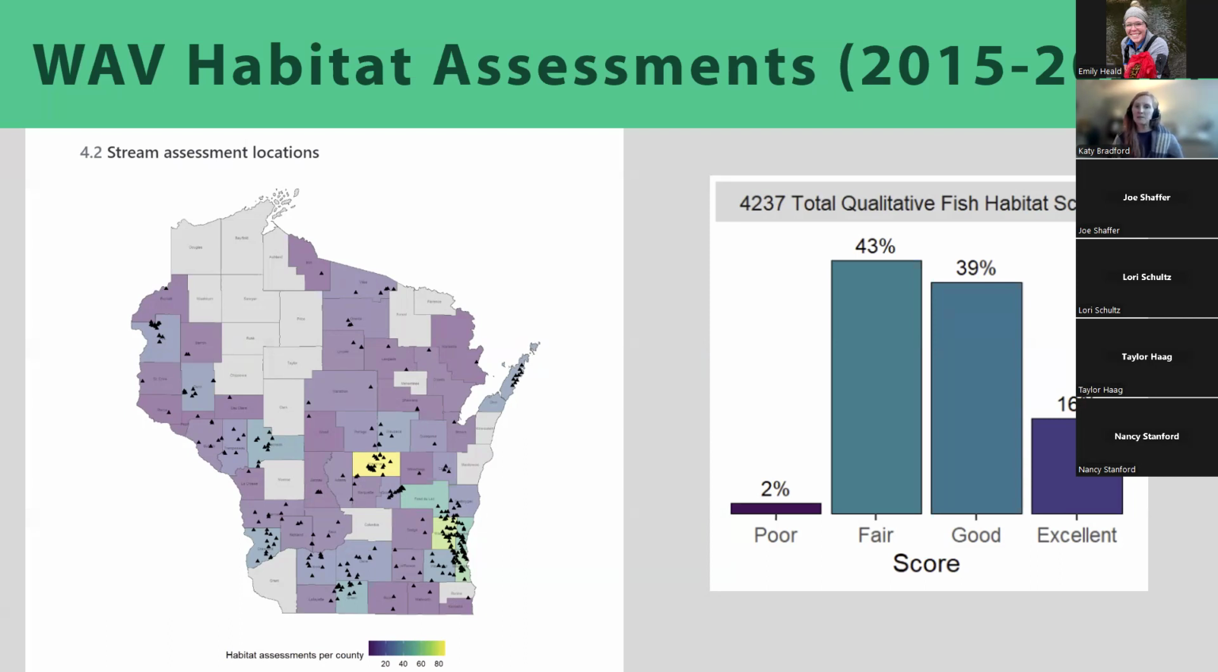This is a sampling bias. It's possible that volunteers are sampling streams that are fair or good for stream habitat, and they're not hitting up those super poor or super excellent streams. So we don't really know, but that's not really the intent of me sharing this data anyway. I just wanted to give you a sample.